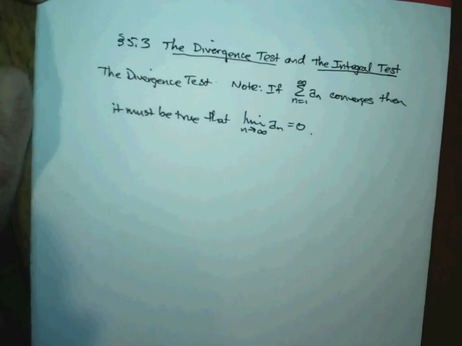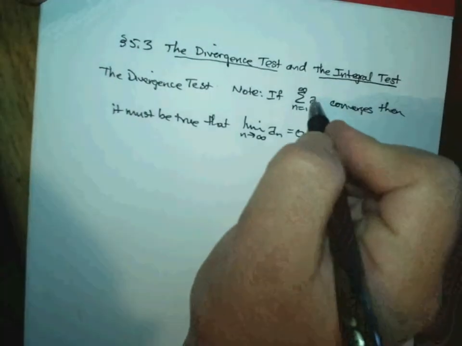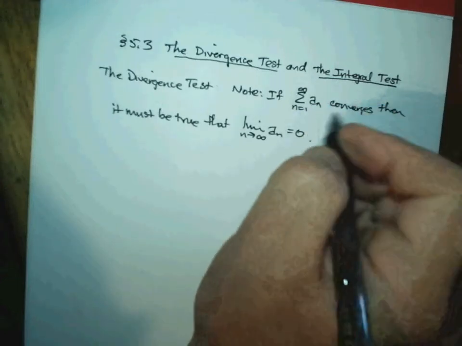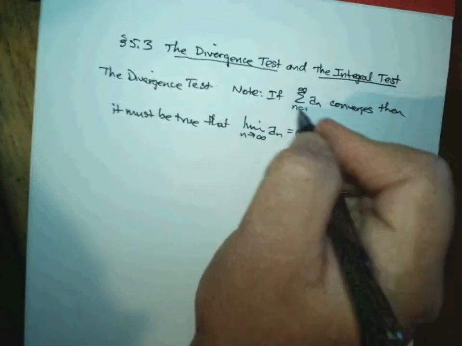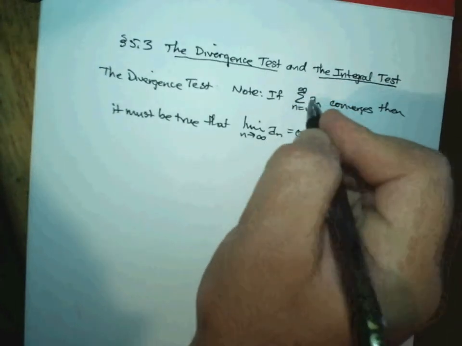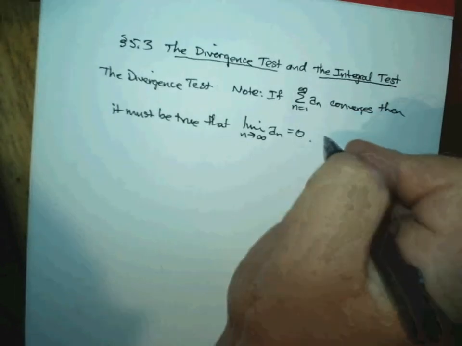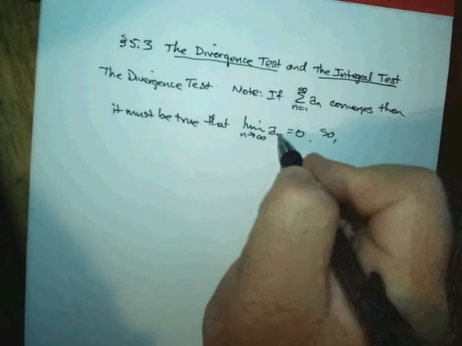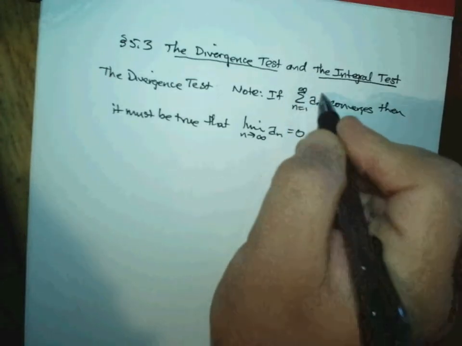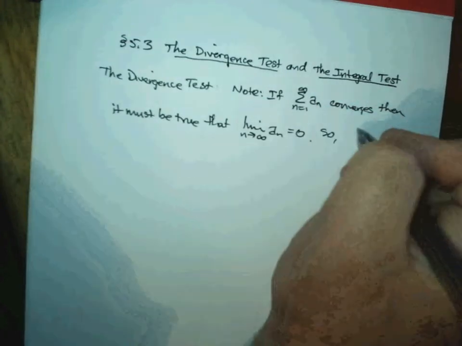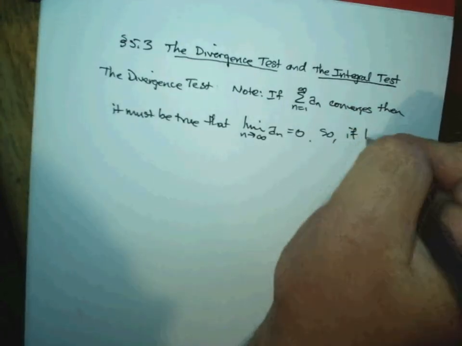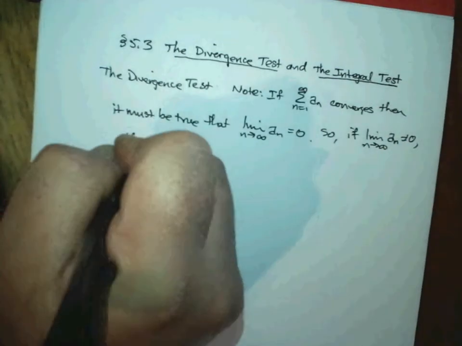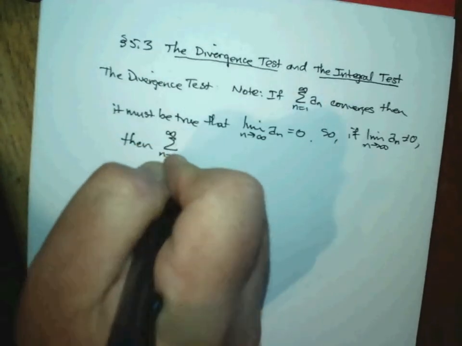In other words, think of it this way. If I was to keep adding things that were not 0 forever, certainly that would not be a finite value. So if this is going to be finite as an infinite sum, it must be the case that these terms go to 0 in limit. So, logically, as a consequence of that, if the limit of the terms is not 0, this series cannot converge, and that's what the divergence test says. If the limit as n goes to infinity of a sub n is not 0, then this infinite series diverges.